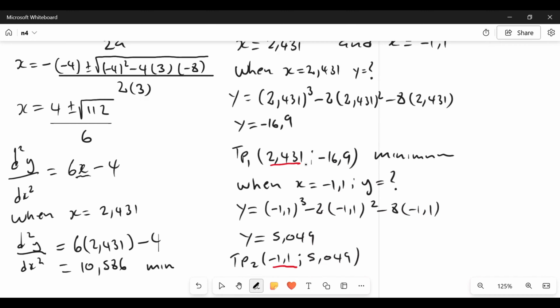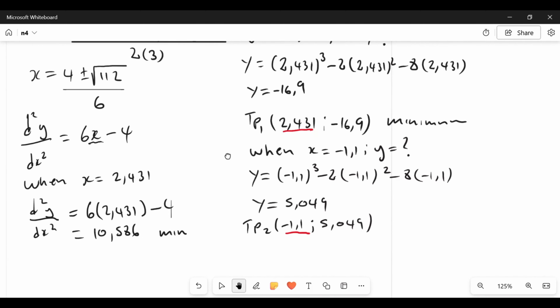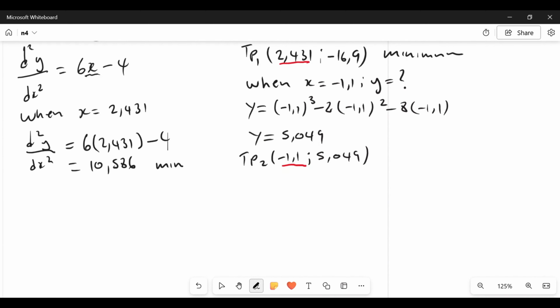Now it's time for us to find the maximum turning point. So we're going to do the same thing that we did here. We're going to substitute the x value into our second derivative there. So let's do it. d squared y over dx squared when x is equal to negative 1,1. This one here, guys, just in case you didn't understand. So it's going to be equal to 6.